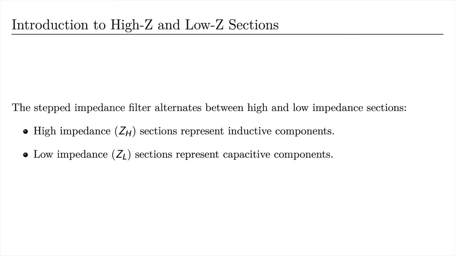Capacitors are represented by low impedance lines, with ZL equal to 20 ohms. Calculate the electrical length, beta L, for each capacitor using the formula beta L equals GK times ZL over Z naught times 180 degrees over pi. For example, with G2 equal to 1.414, beta L equals 32.4 degrees.